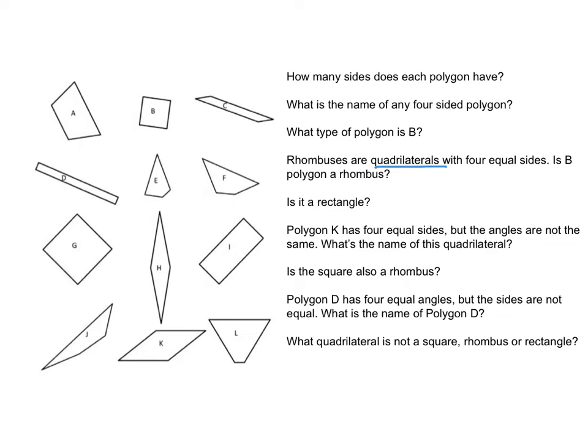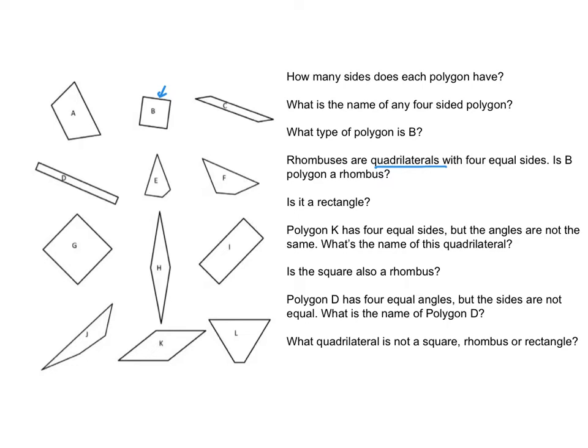What type of polygon is B? So look here at B, and what kind of a polygon is that? Well, you should have said, looks like it's a square. And how do we know? Because all of the sides are even. So rhombuses are quadrilaterals with 4 equal sides.